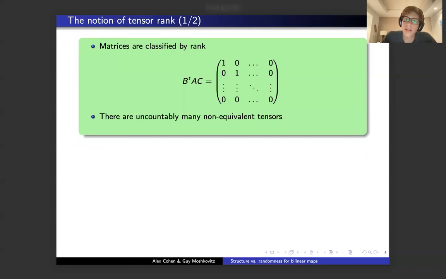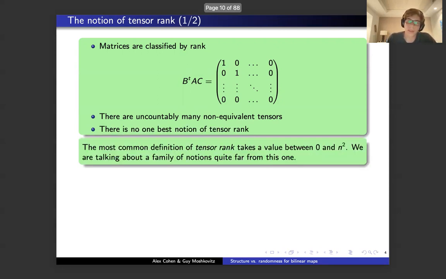On the other hand, there are uncountably many non-equivalent tensors. So the story is just genuinely different for tensors. There's no one best notion of tensor rank. Instead, there are several competing notions that have different applications. And I just want to give a quick warning. The most common definition of tensor rank takes a value between 0 and n squared for an n by n by n tensor, and it's not what we're talking about. We're talking about a family of notions quite far from this one.